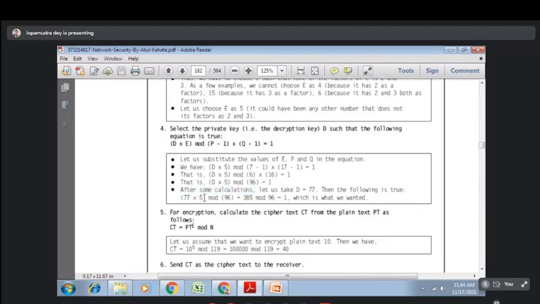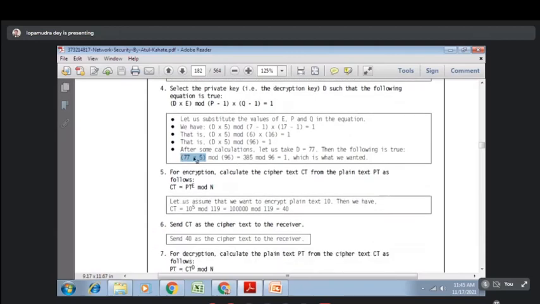So this is a pair. So if you encrypt any data with the help of 5, that can be decrypted with the help of 77. And then this becomes a pair. Reverse is also true. So if you are encrypting with the help of 77, that can be decrypted by 5. The public key and private key is a pair.